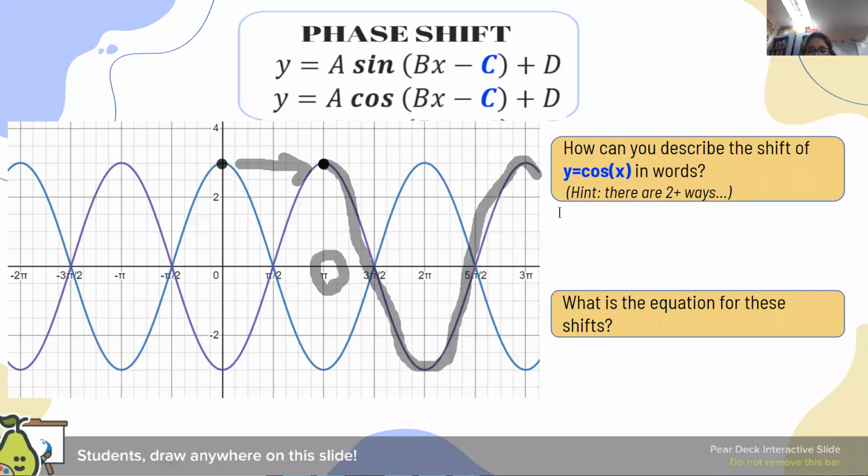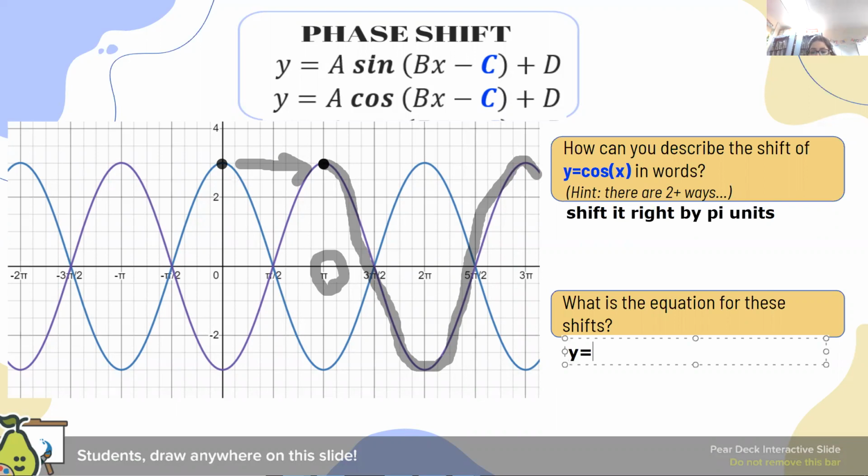So the way I can describe shifting cosine is I can shift it right by pi units. And my equation for shifting it right by pi units is going to be cosine of x minus pi. Now, I do need to look at the amplitude of this function. From the midline at 0, the maximum height is 3, so my amplitude value is 3, and the midline is right at 0. So this is my equation: 3 times cosine of x minus pi plus 0, or just y equals 3 times cosine of x minus pi.